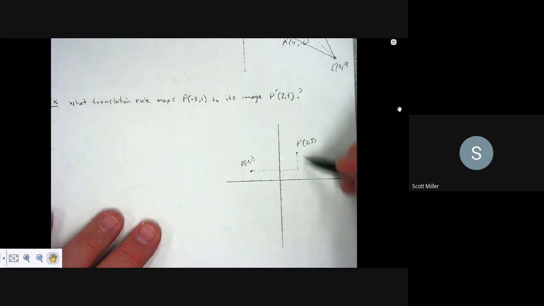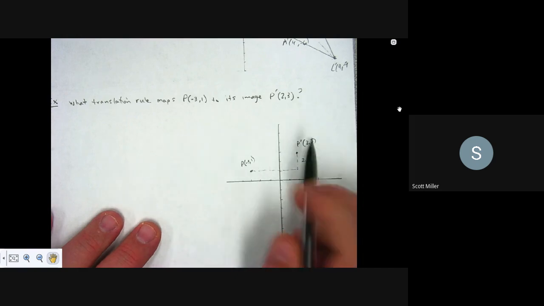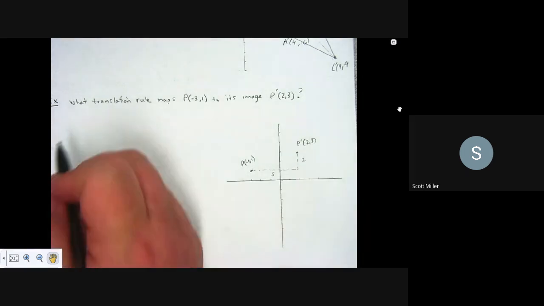In the y direction, I'm going from 1 to 3, so that's an increase of 2. And from here to here, I'm going 3 and then 2 more, so that's a 5. So I'm going 5 in the x direction and 2 in the y direction. So that basically tells me how this works.